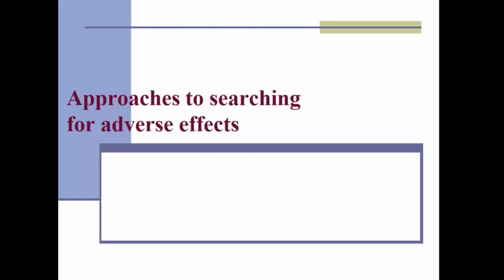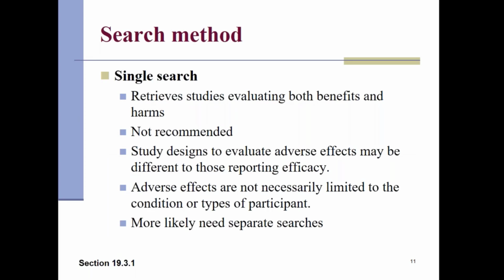So what are the best approaches to searching for adverse effects? The first thing to highlight is that it's very rare that a single search retrieves studies evaluating both benefits and harms. And in the Cochrane Handbook, it is not recommended to do a single search. The only instance I can think of where it could be feasible is where you have a very new intervention, or an intervention that has very few studies out there, and so you're only searching on the intervention in your search strategy. But let's face it, that's quite rare.